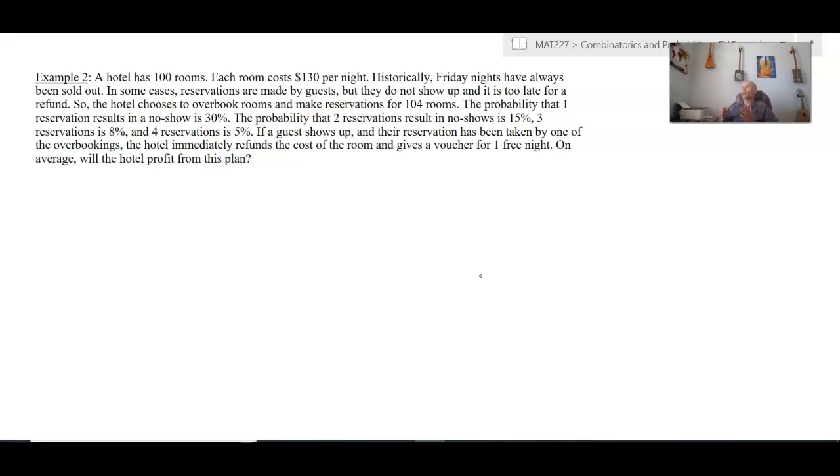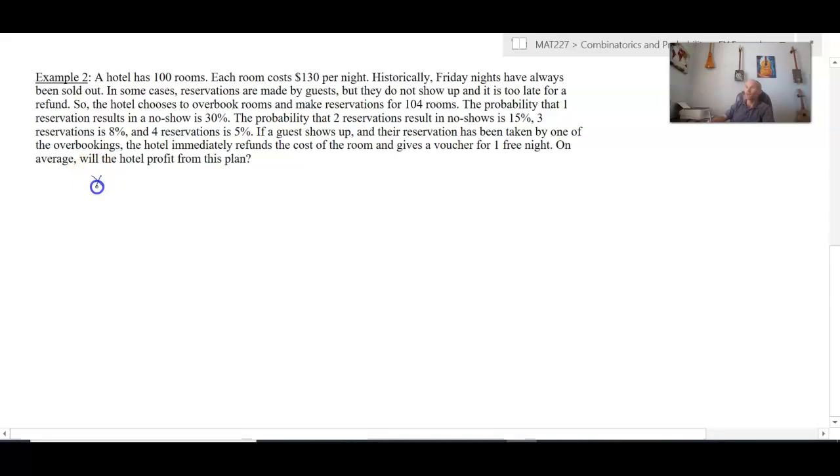So they have 100 rooms, but they make 104 reservations. And then there's a certain likelihood that one of those 104 reservations will not appear to claim it. The probability that 2 reservations result in no-shows is 15%, 3 reservations is 8%, and 4 is 5%. If a guest shows up and the reservation has been taken by one of the overbookings, the hotel immediately refunds the cost of the room and gives a voucher for 1 free night. On average, will the hotel make profit from this plan?